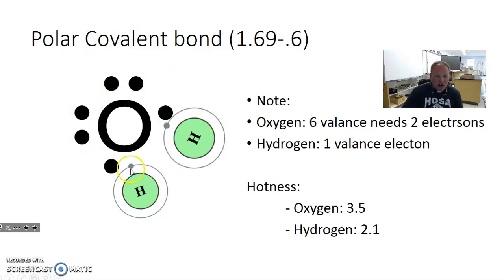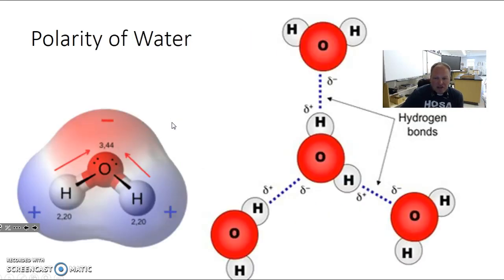Hydrogen does too, because remember, in hydrogen only the first shell can only hold 2. So if he borrows 1 of oxygen's and 1 of oxygen's, everyone is happy, and congratulations, you've now made a compound of water. Now, anytime you draw water, it's going to look like this.